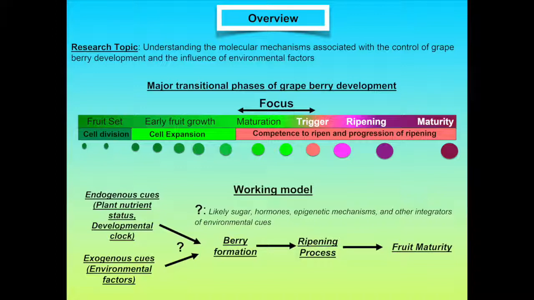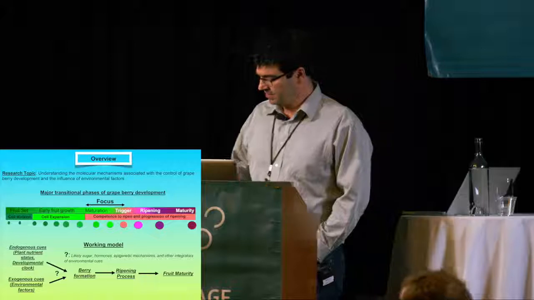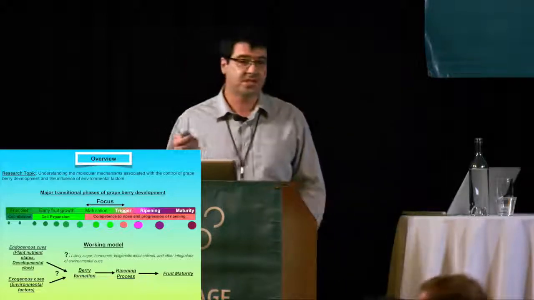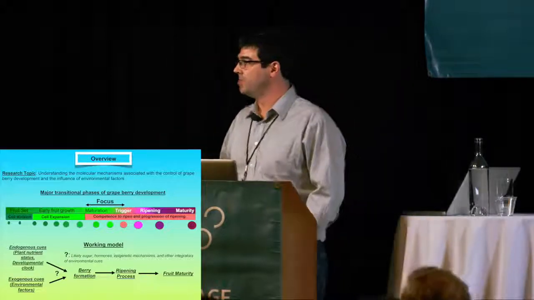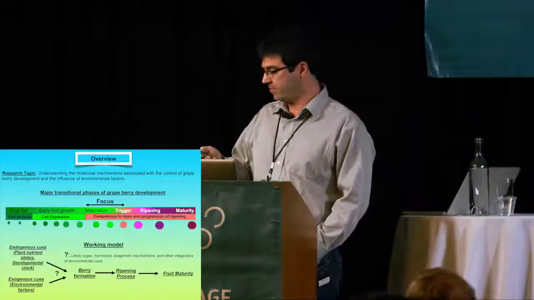My research topic is basically to understand the molecular mechanisms that are mostly associated with the control of grape ripening and the impact of environmental factors. The growth of a fruit is common to every fruit. A fruit goes through different phases: fruit set, growth, and ripening. In these different phases, a lot of genes and metabolites are activated to facilitate the transition from one phase to another.